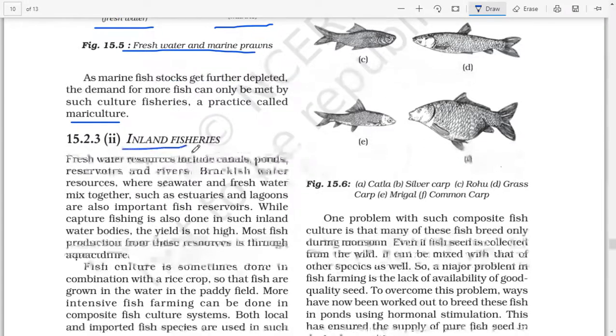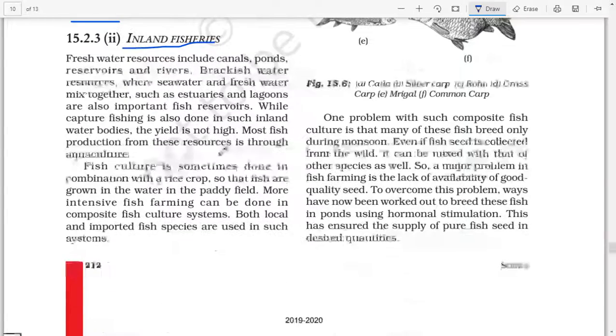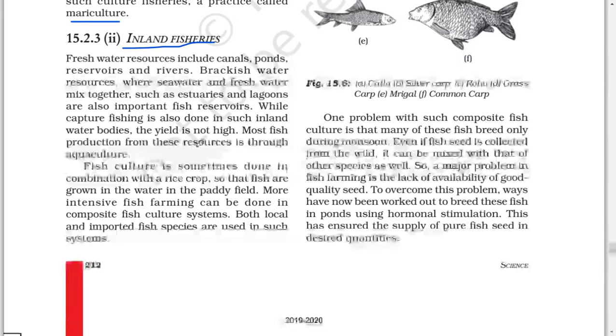Inland fisheries. Freshwater resources include canals, ponds, reservoirs, and rivers. Brackish water resources where seawater and freshwater mix together, such as estuaries and lagoons, are also important fish reservoirs. While capturing fish is also done in such inland water bodies, the yield is not high. Most fish production from these resources is through aquaculture.